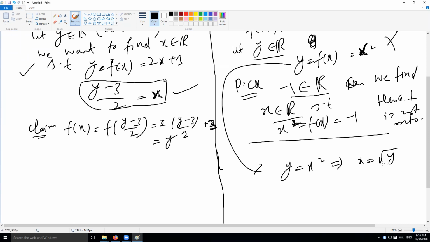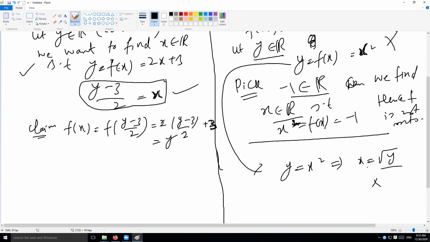But the question is, can I calculate the square root of all y's? Is x equal to square root of y always a real number? The answer is no. If y is negative, x is not a real number actually.